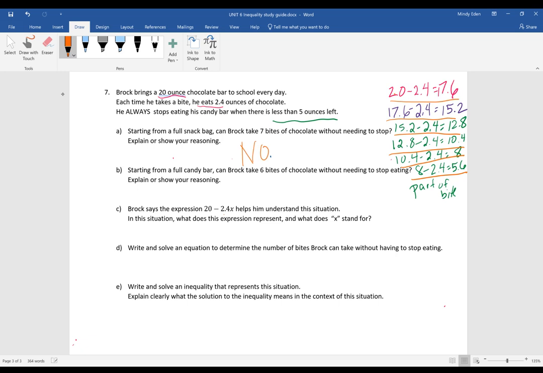Nope. Now, there was a faster way to do that, but I kind of wanted to build the rest of the problem in. And if you're struggling writing your own inequalities, you can do this strategy. There's nothing wrong with it.